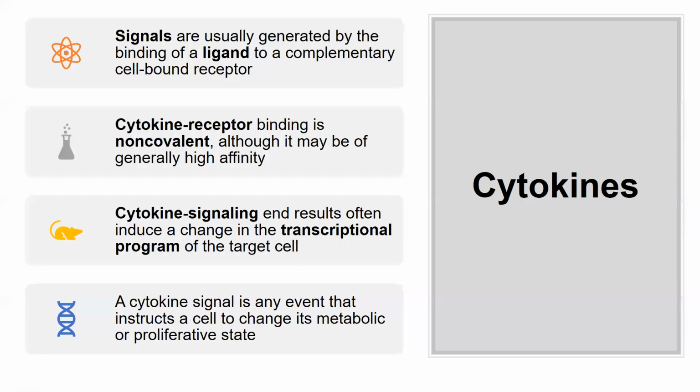and/or your chemokines. So what are cytokines, just to remind you? They're signals that are generated by binding of a ligand, something, to its receptor, right? An antigen to its receptor. Cytokine receptor binding is non-covalent. It typically is high affinity, meaning it's a strong bond that's hard to break. It typically will result in a transcriptional change of the target cell. Typically, it's going to tell the cell to increase or decrease either other cytokines or other cell types. And a cytokine signal is any event that instructs a cell to change its metabolic state.